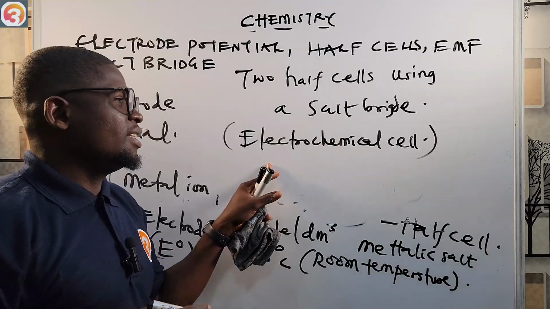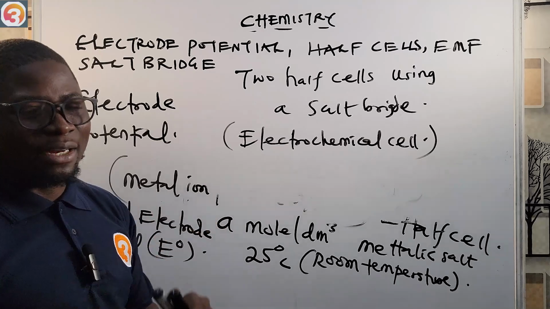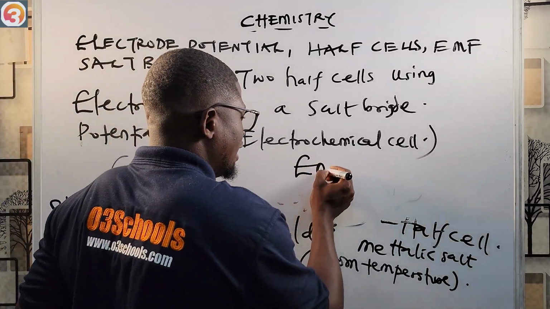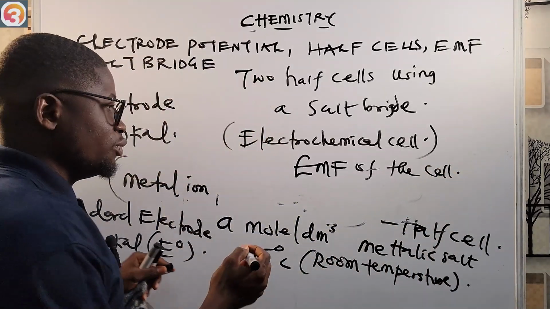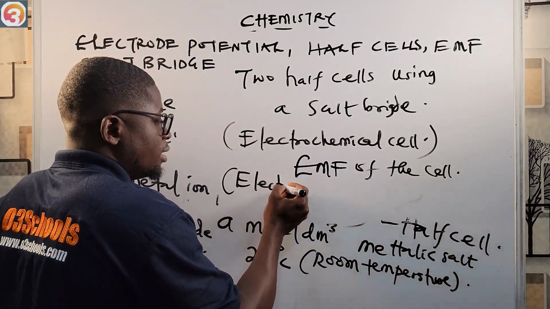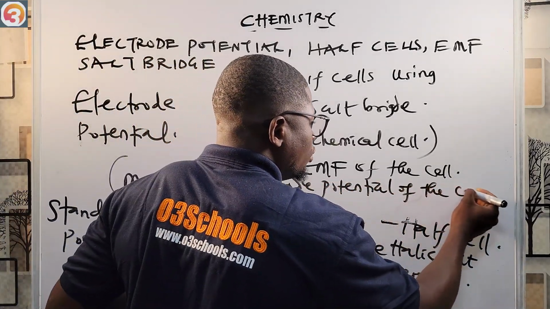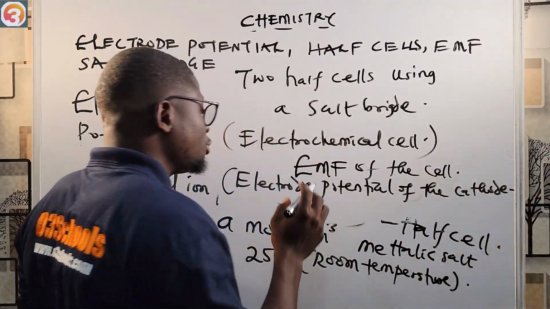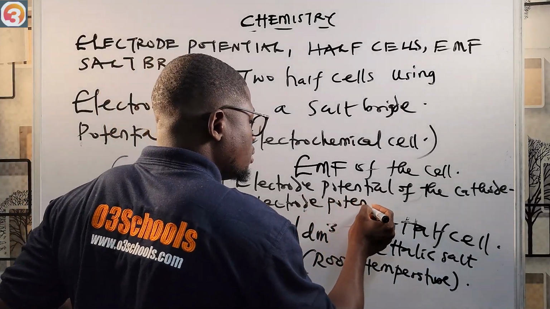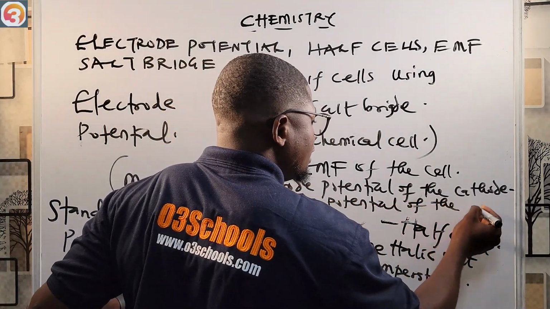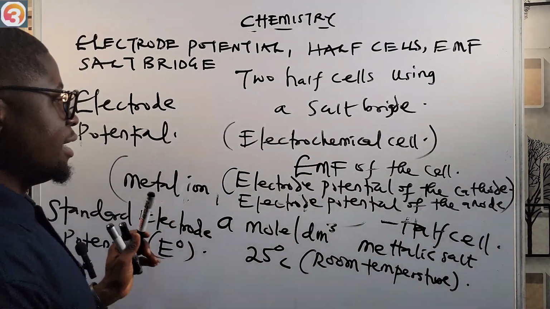And now the difference between the electrode potential of the cathode and the electrode potential of the anode is called the EMF of the cell. The difference between the electrode potential of the cathode and the electrode potential of the anode is what we call the EMF of the cell. Okay, so let me go over that again.